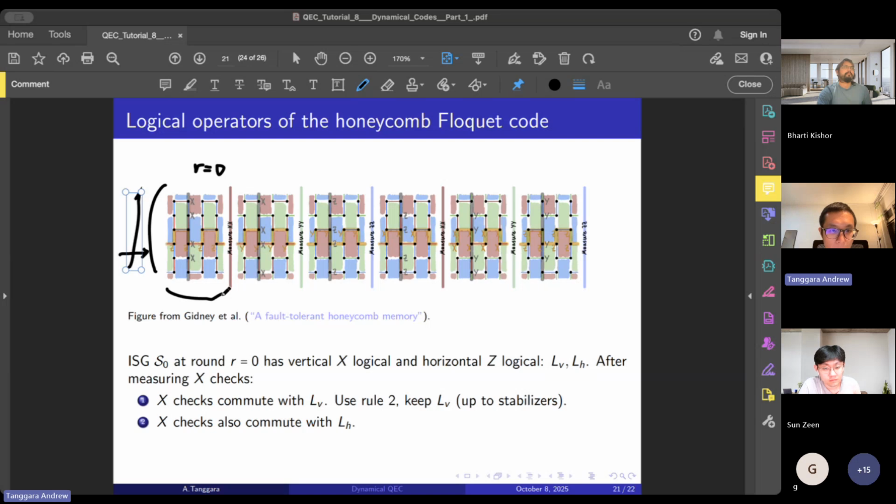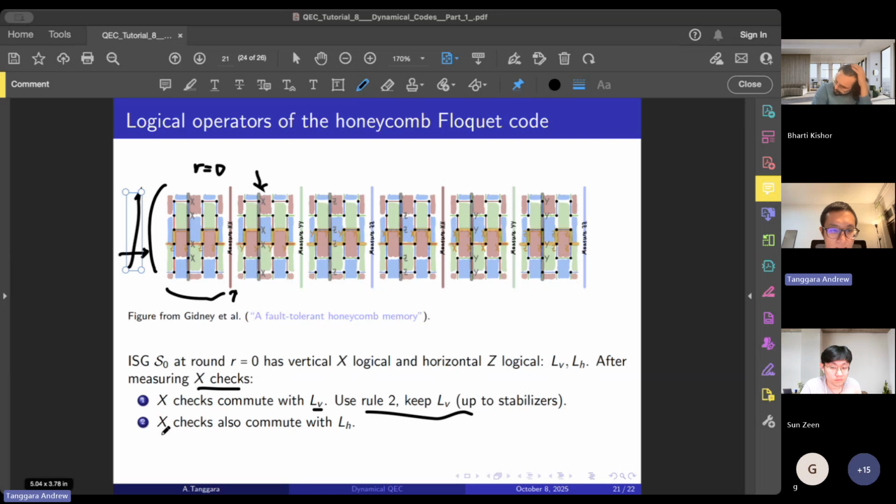And then I measure X. I see that that commutes with this vertical operator because they only have X's on them, right? So I use rule 2 and just keep this vertical operator up to some stabilizers, right? Because all the X checks now in my new stabilizer S1, I can just multiply that to my LV. So that's why we have this new vertical operator here, but they're the same thing.